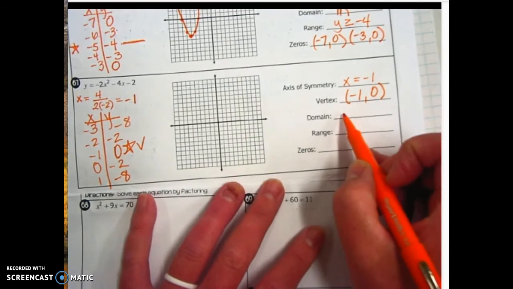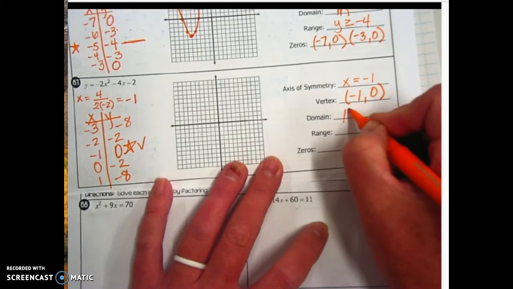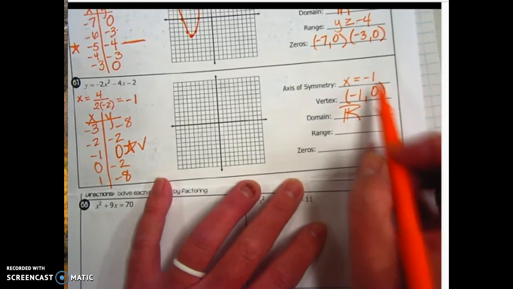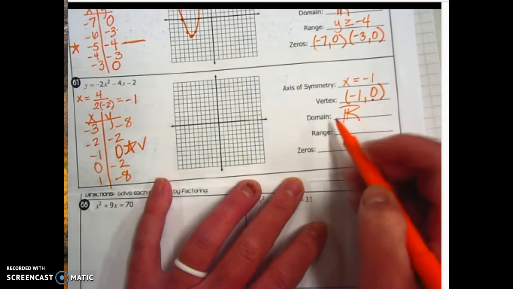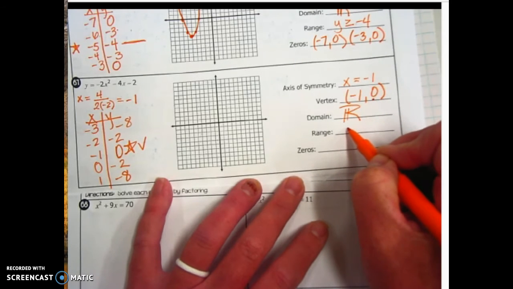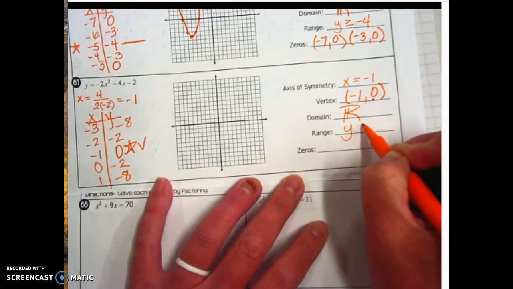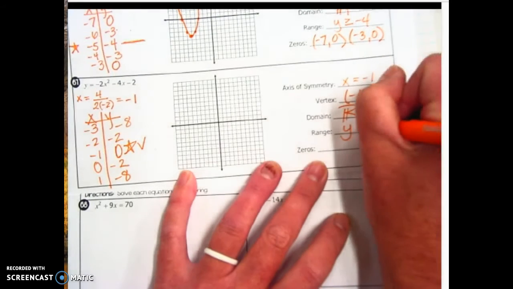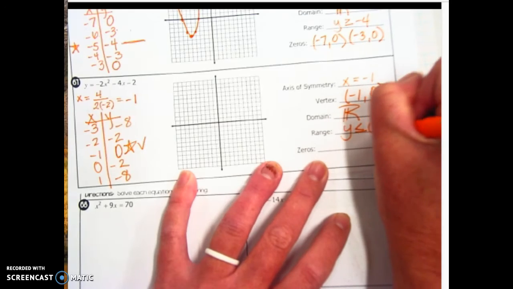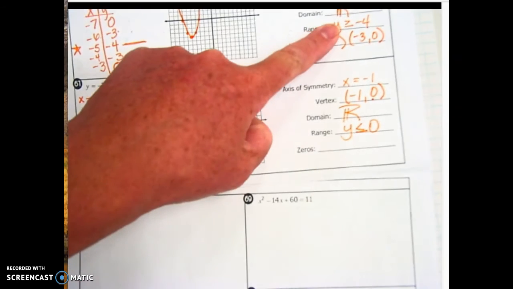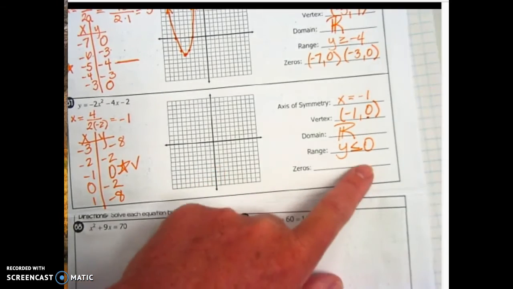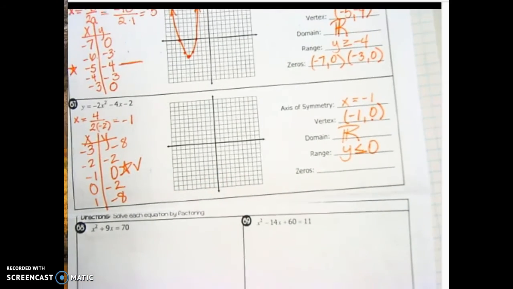And then, so the domain is going to be all real numbers, always is for all parabolas. The range is this number right here, the y part of our coordinate of our vertex. So it's going to be y. In this case, this parabola is opening down. So you want numbers that are less than or equal to 0. Remember up here it was greater than because this one opens up. This one's going to open down because it's negative, so it's going to be numbers less than.